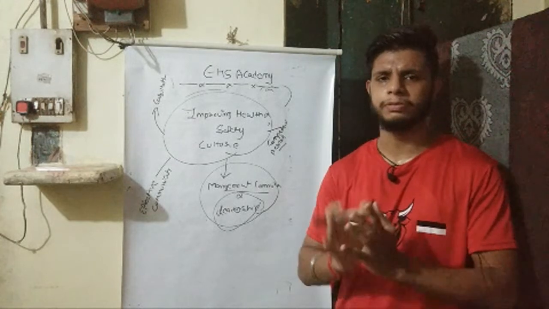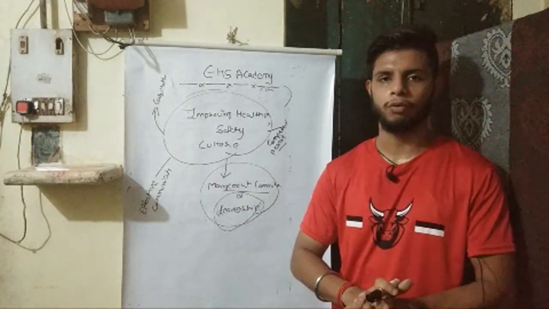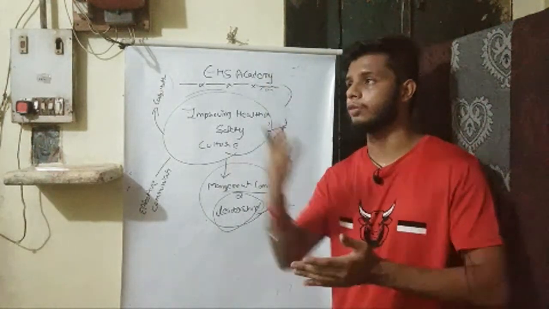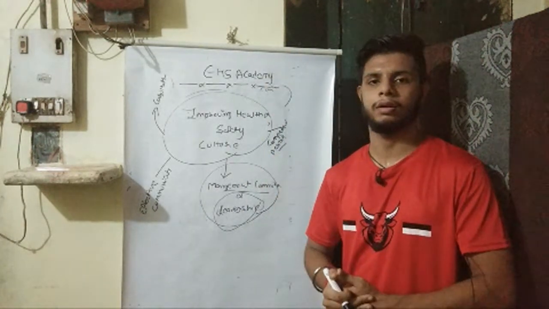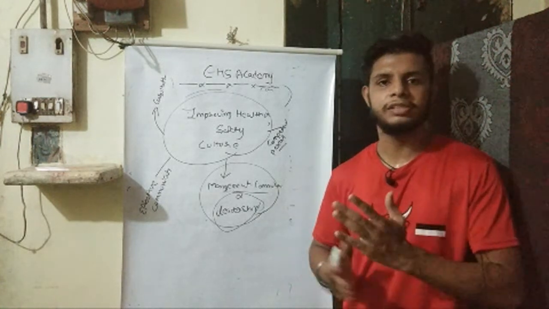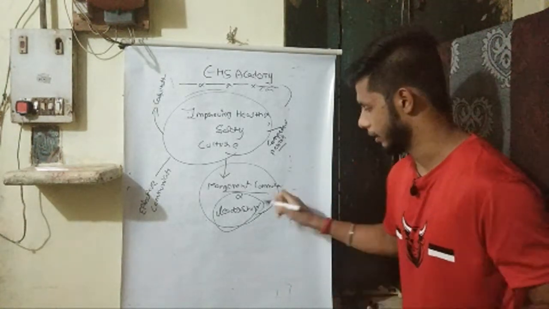So these are things that are visible to the shop floor workers. When a shop floor worker sees that it's my manager, it's my MD, he is also following safety, why should I not? So he will automatically start following safety. These are some tactics which you need to implement.